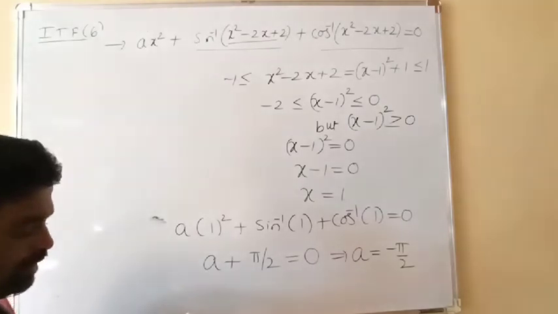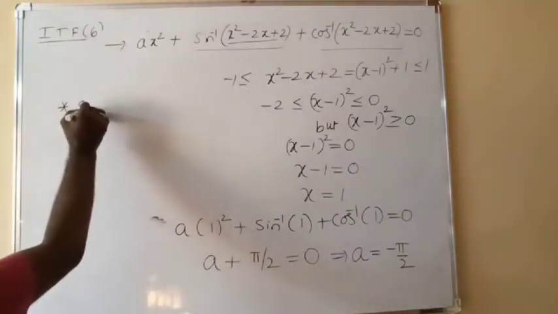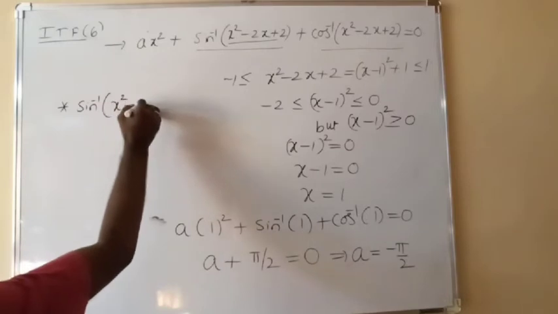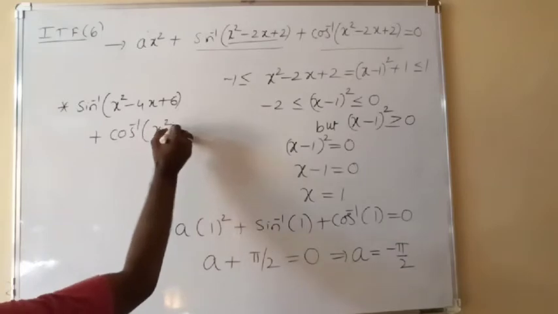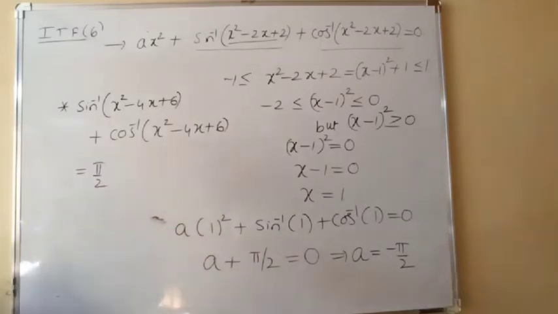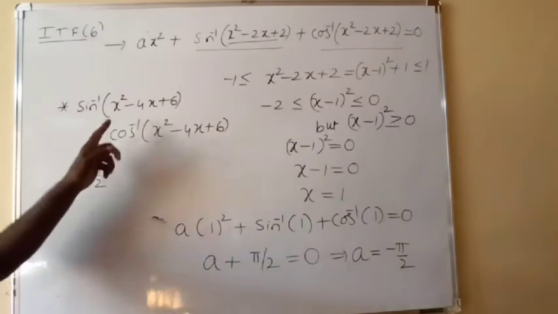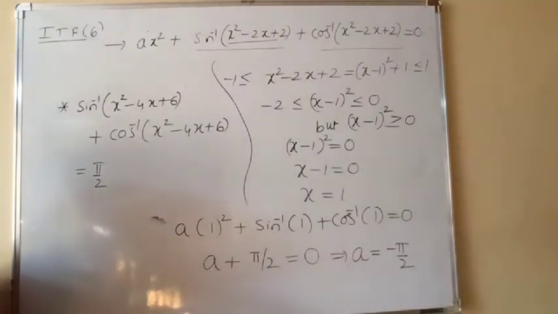Next one. Just like this problem only. See, what is the value of sine inverse of (x square minus 4x plus 6) plus cos inverse of (x square minus 4x plus 6)? So, is it equal to pi by 2? Am I correct? How many people argue that this plus this is equal to pi by 2? Correct only, no? No, this is wrong.